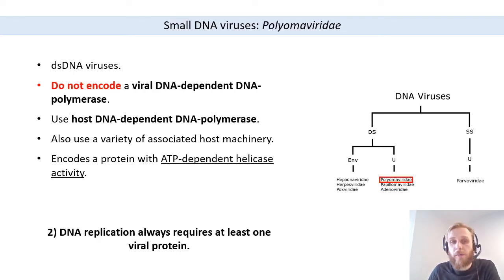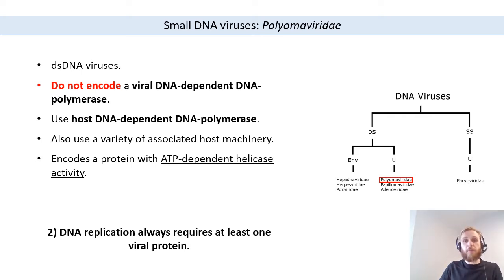On the other hand, we have the small DNA viruses, and the example here is Polyomaviridae, so members of the virus family Polyomaviridae. We can call them the polyoma viruses. These are a type of small virus. They do not encode their own key enzyme. They do not encode their own DNA-dependent DNA polymerase.